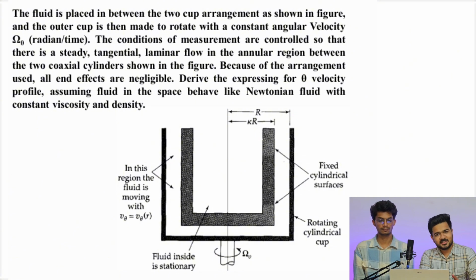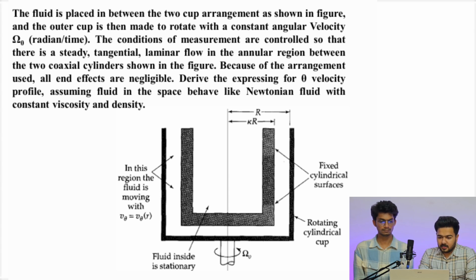So now let us understand our problem statement, and let me first read the statement. Here it is given that the fluid is placed in between two cup arrangement as shown in the figure. So you can see that the arrangement is given. This is the outer cylinder, the dark shaded one, and there is an inner cylinder which is shaded light, and the fluid is placed between the region of these two cylinders.